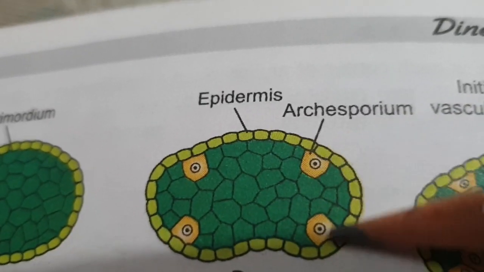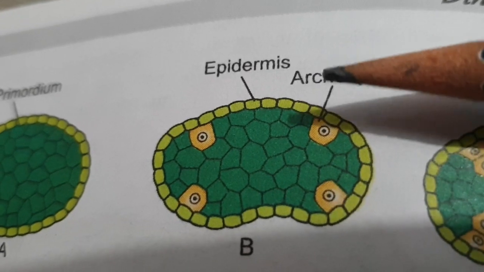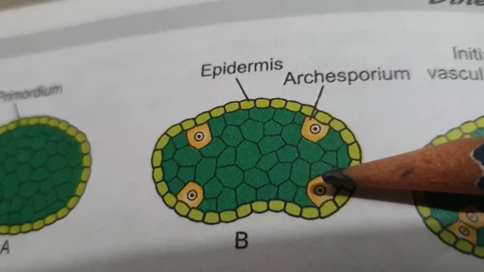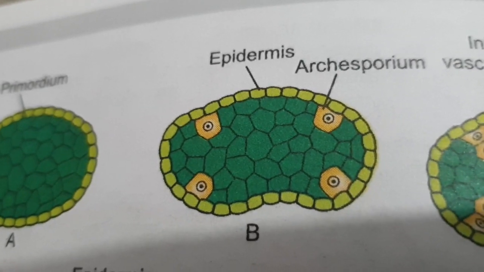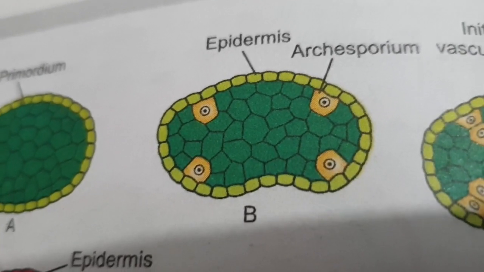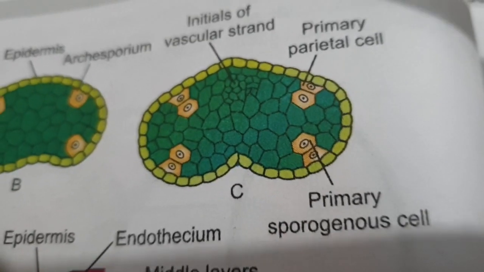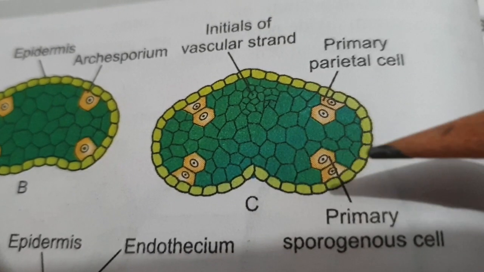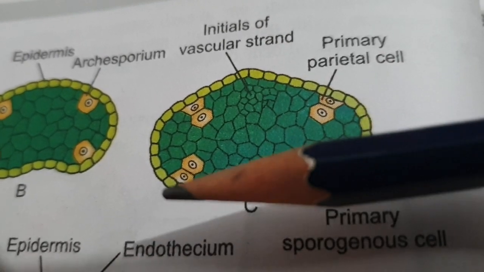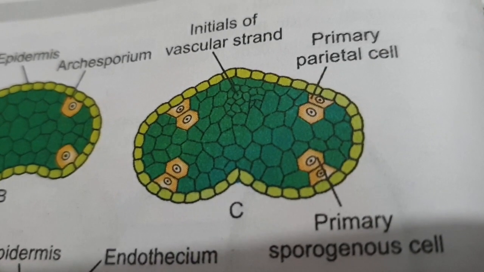Okay, this tissue layer is called the archaeosporium. Okay, the fertile tissue layer, and these particular cells are called the archaeosporial cells. Now gradually when the anther starts developing, these archaeosporial cells undergo transverse division. Okay, now in this diagram you can see the shape of the anther is gradually changing, and here the archaeosporial cells have undergone transverse division.